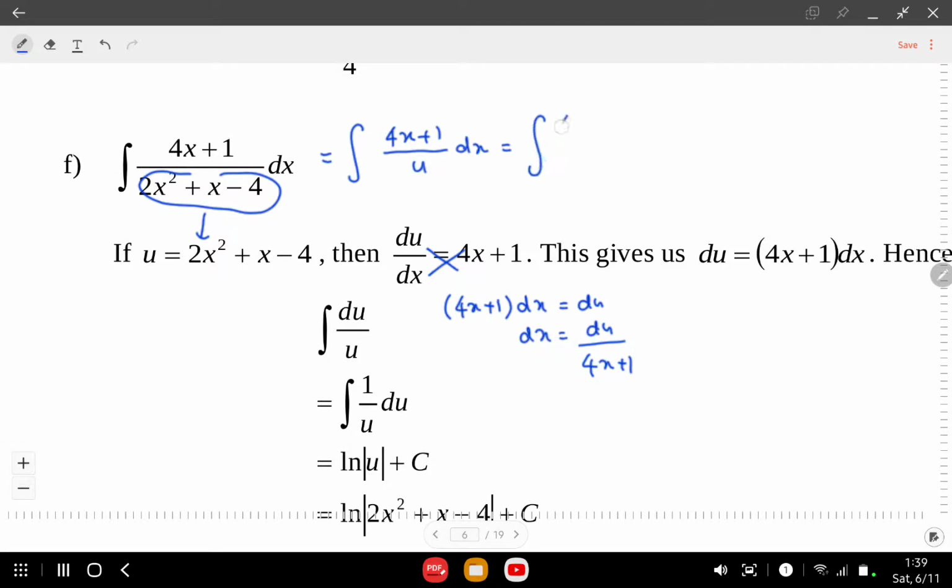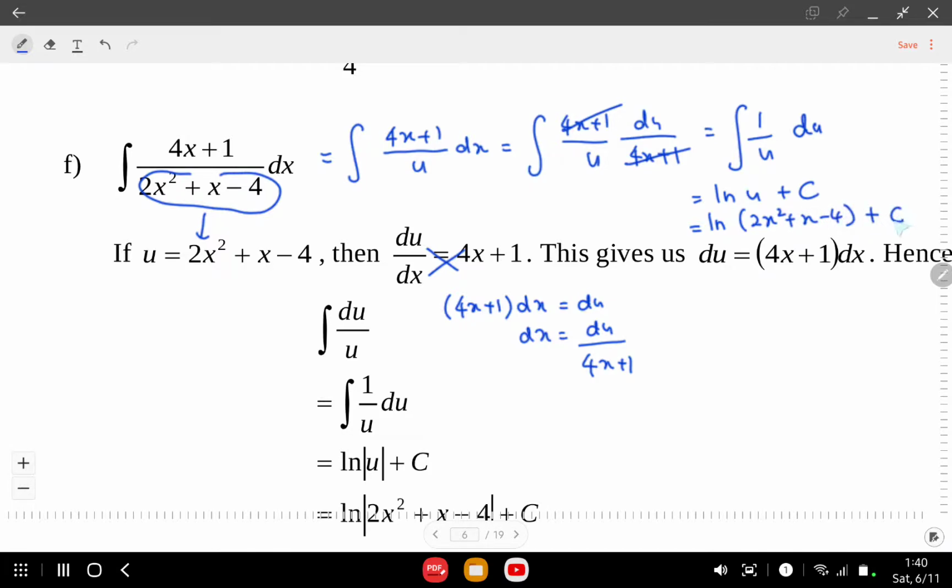Okay, so kita akan buat macam ni. So dx akan jadi du over 4x plus 1. So kebetulan kat sini boleh potong-potong. So yang tinggal adalah integration of 1 over u du. Okay, so how to integrate 1 over u? It will become ln u. Okay, so the answer is ln u plus c. So substitute back term u ni tadi. So the final answer is ln 2x square plus x minus 4 plus with c.